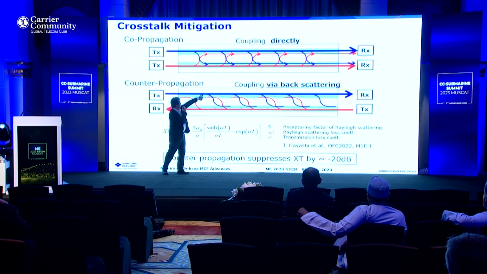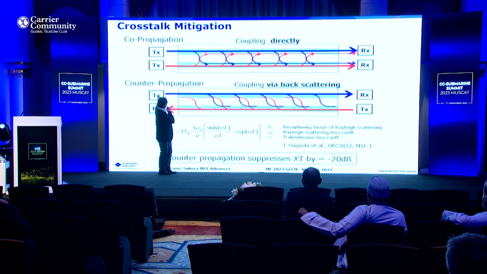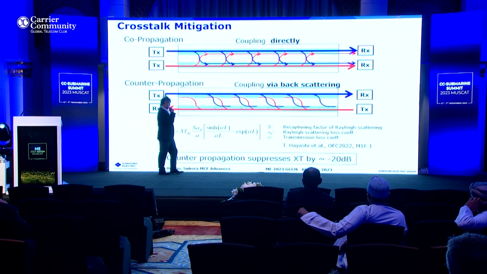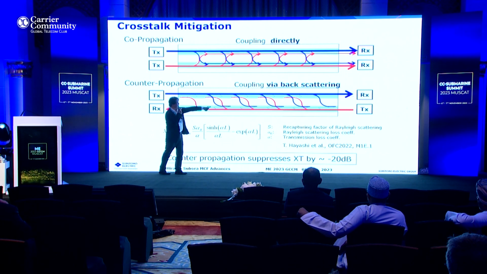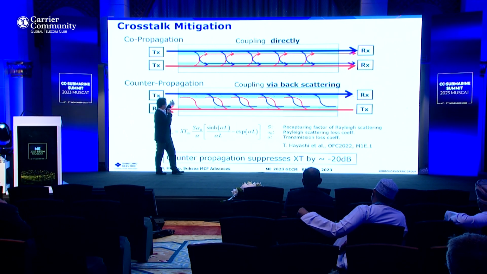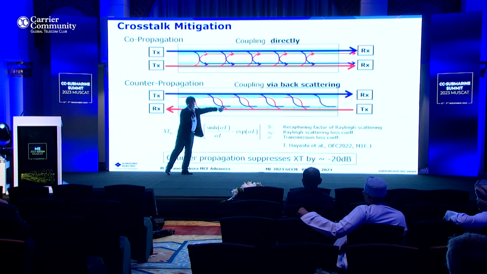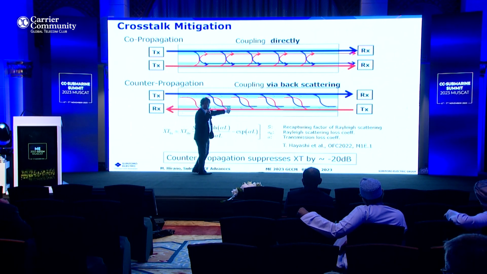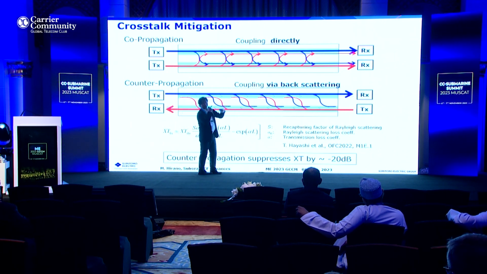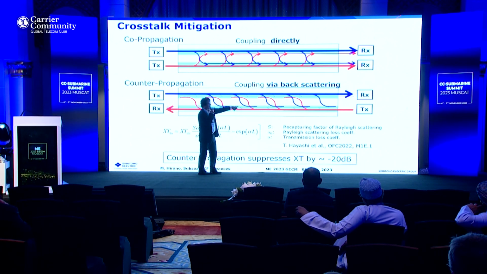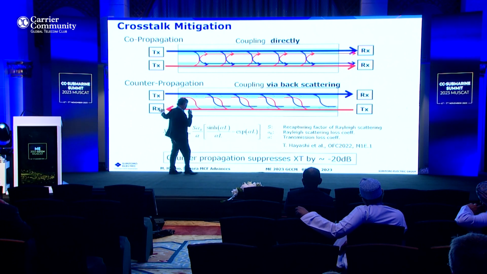But this one will be better. In the counter-propagation, the signal transmits in this direction, and the red signal in the other direction. So it couples to the other core, but this cannot be noise because the direction is different. This is not detected by the receiver.